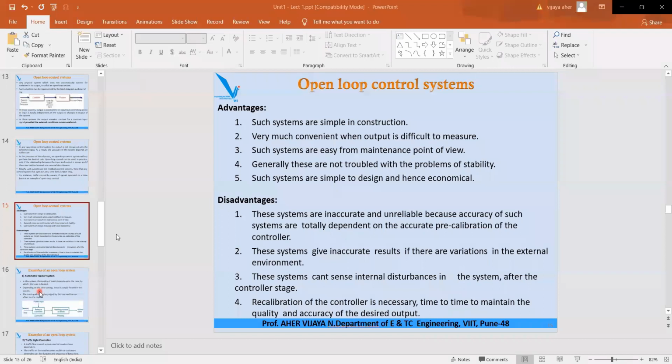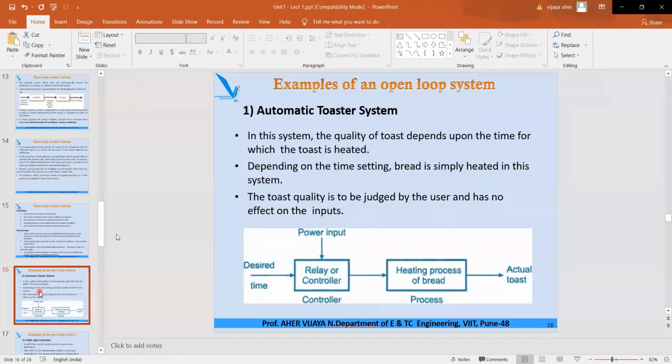Now let us talk about examples of control systems. A very simple example of open loop control system is the automatic toaster system. This is the block diagram of an open loop control system in which there is a process and a controller. This is your process, in which your bread is getting heated. In the controller block, relays are present. The controller block has two inputs. First is the power input and second is the desired time you have to set.